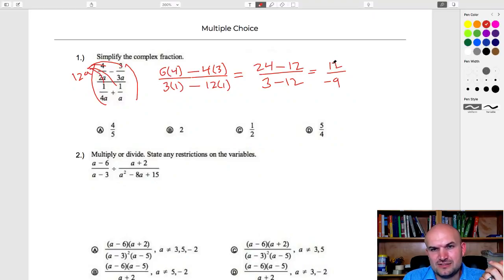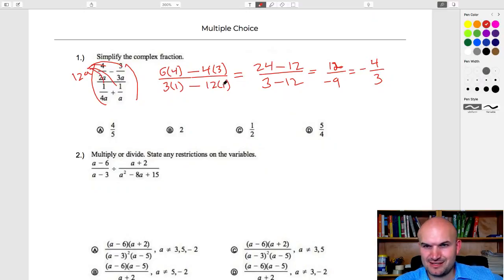And now I can divide the top and bottom by 3. So I'm getting negative 4 thirds, which is not an answer choice, so crap. Let's see where I went wrong. Okay, so 2a goes into 12a 6 times, 4. 3a goes into 12a 4 times, that's a negative 4 times 3. 4a goes into 12a 3 times 1, and a goes into it 12 times 1.